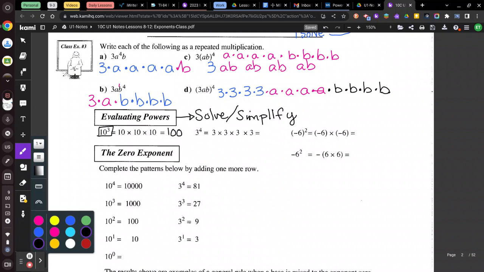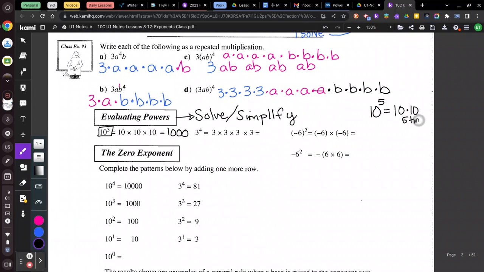Whenever it's a power of 10, the exponent tells you how many zeros you've got. So you've always got the number 1, and then it'll be followed by a range of zeros, depending on what your exponent is. So if I've got 10 to the 5, I'm going to have a 1 with 5 zeros, which means I'll have 5 different 10s. Okay, so I'll have 10 times 10, 5 times. Okay. All right, looking at the next one, 3 exponent 4.